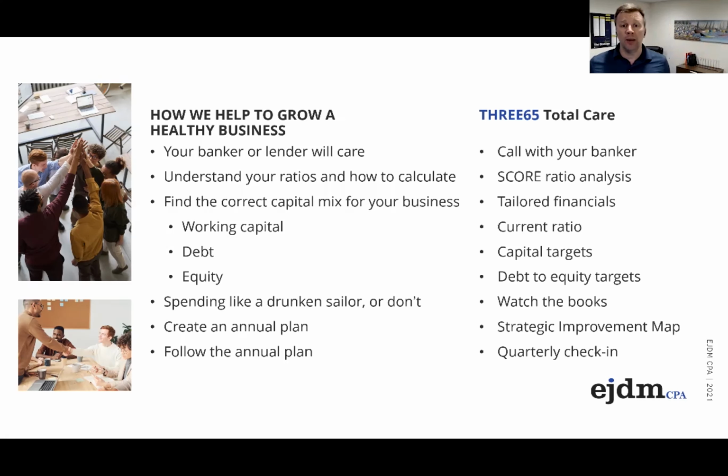And here's how we do that. We have a thing we call the 365 total care. It's not a thing, it's a strategy we use with our clients, with all of them, where we will be in a meeting with your banker, get on a call with them. We look at your ratios a lot during the year. We tailor our financial statements to what you're doing. We look at your current ratios, some of your capital targets when we can, when you know them, and we can work on that. We look at some debt to equity targets, which is also a ratio.